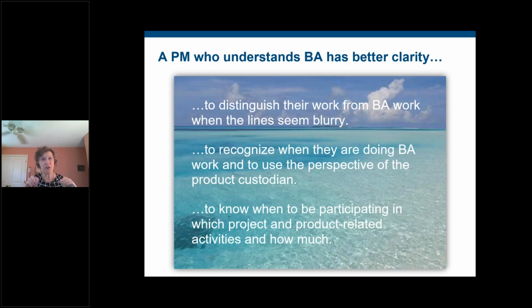So a PM who understands business analysis better has better clarity to distinguish their work from BA work when the lines seem blurry. Well, what am I looking at? I'm looking at the solution. Am I looking at the project? Am I looking at what it is that we're delivering? Am I looking at the actual delivery of that product? They have better clarity, and they're better able to recognize when they're doing BA work and to use that perspective.